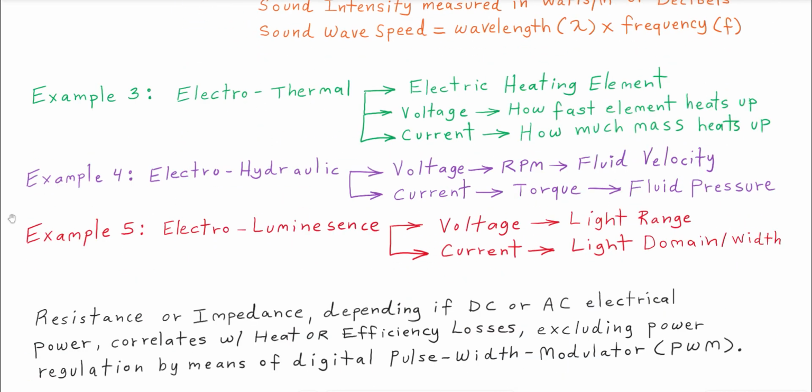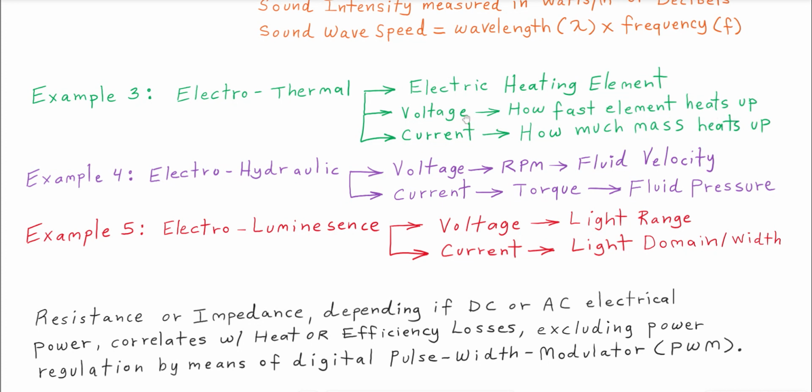Next is electro-thermal, and this is just simply an electric heating element. So the voltage will govern how fast the heating element heats up. The current will determine how much mass, including the heating element, can practically reach the rated temperature. So this would be the electrical mass becoming the thermal mass, and the voltage is the speed of the electrical flow, practically speaking, and that is how fast the element heats up.